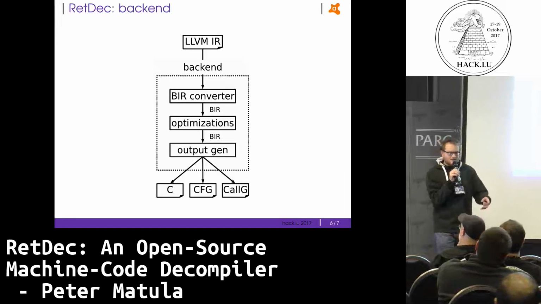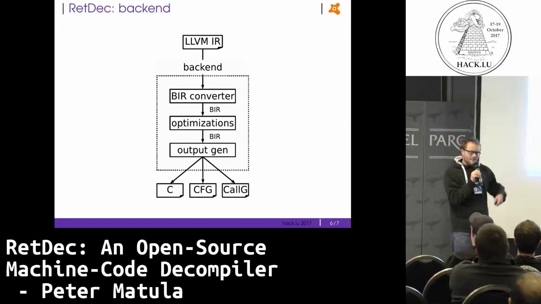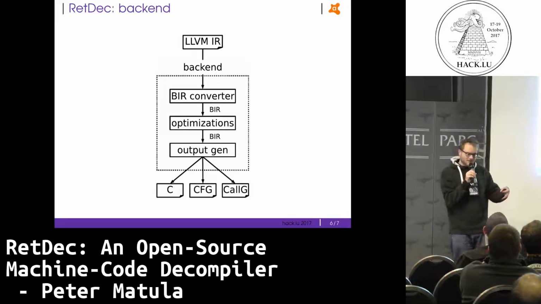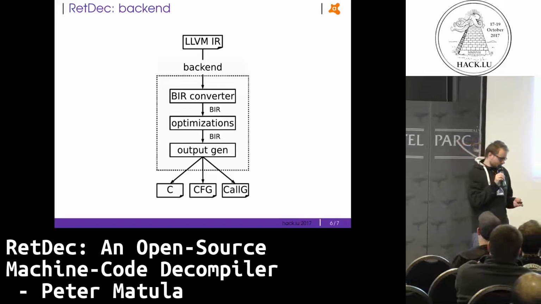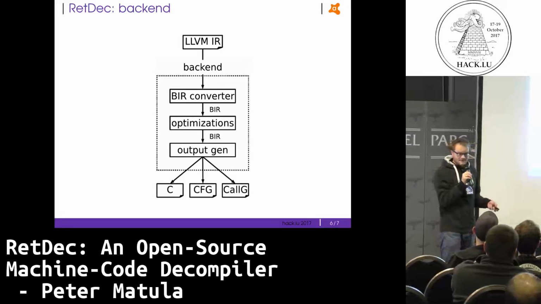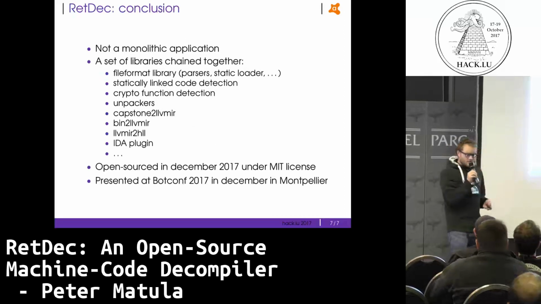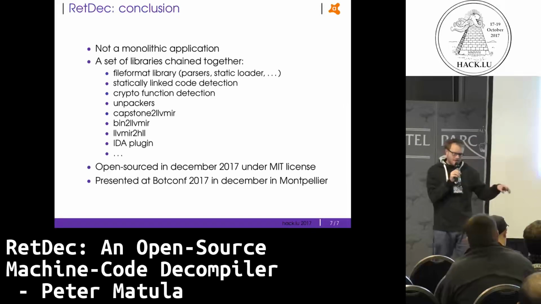LLVM IR is kind of a three-address code or maybe some fancier assembly. And we translate it to some higher representation which can represent control flows like if-then-else, whiles, fors, switches, and stuff like that. So then some more optimizations and then the C. All those little boxes in the pictures were libraries.